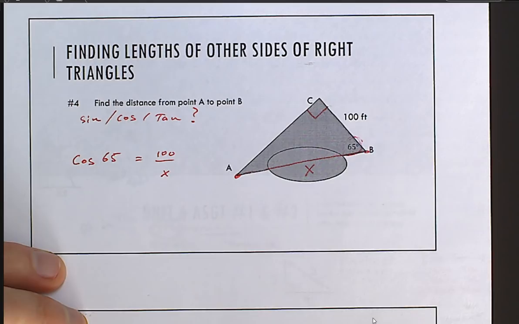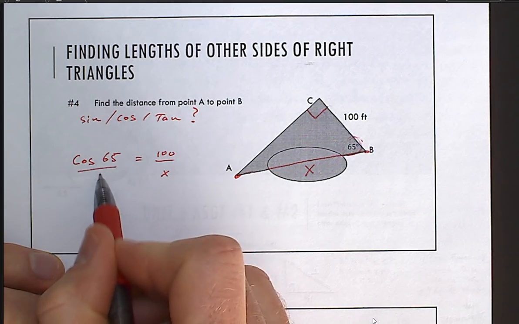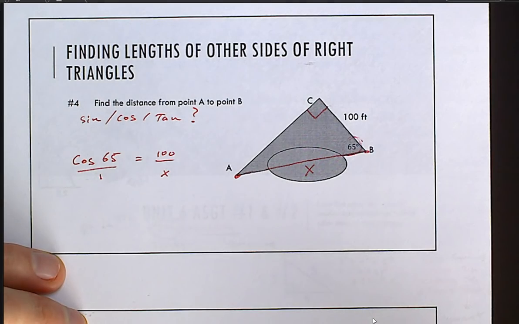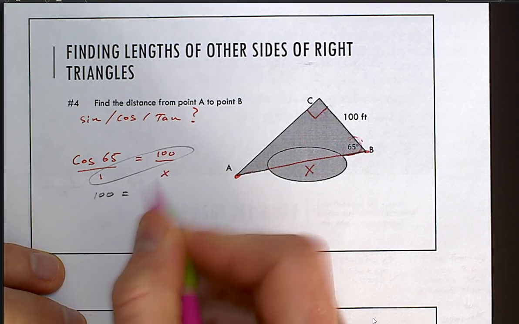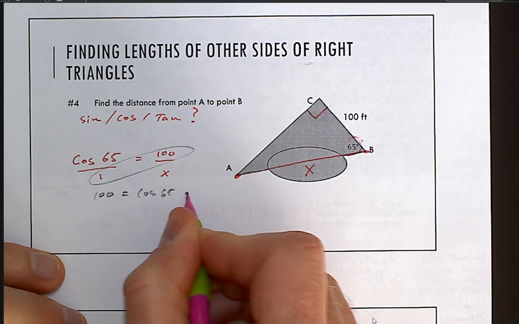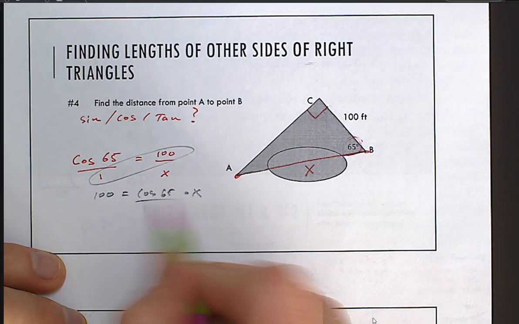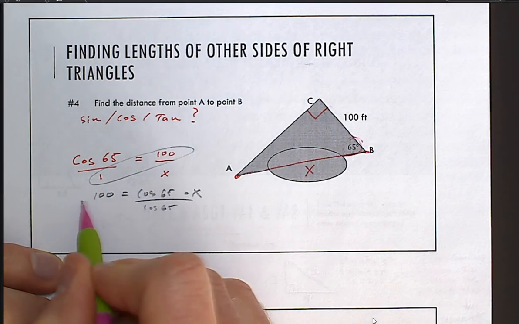A lot of different ways to do this. I always make this a proportion and cross multiply. Okay, so I'm going to go 1 times 100, which is 100, and I'm going to have the cos of 65 times x, and we need to solve for x, so we're going to divide by the cos of 65 on both sides.